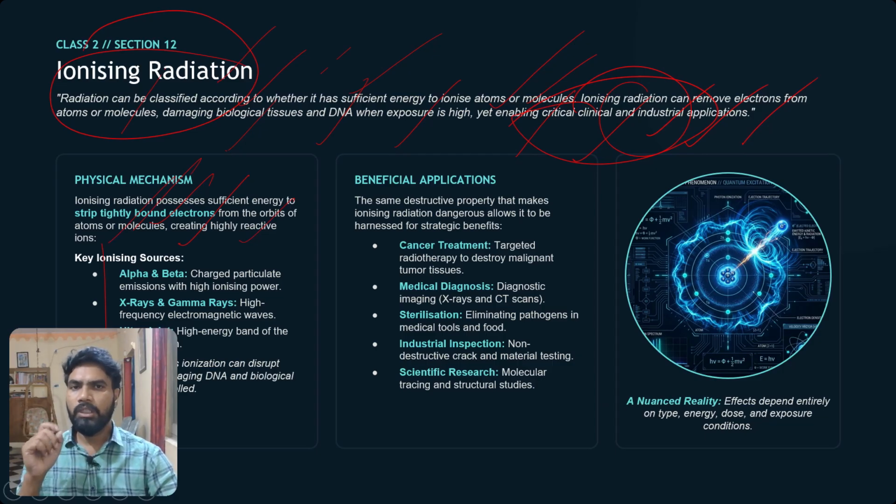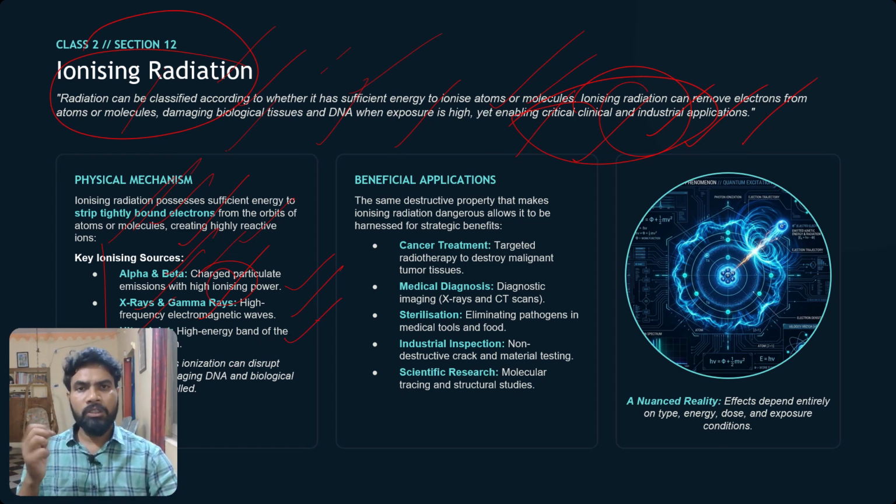So key ionizing sources, if you see alpha and beta radiation, they are charged particulate emissions with high ionizing power. Then X-rays and gamma rays are also there. They are high frequency electromagnetic waves. Then ultraviolet radiation is also there. It is the high energy band of the UV spectrum, the ultraviolet spectrum.